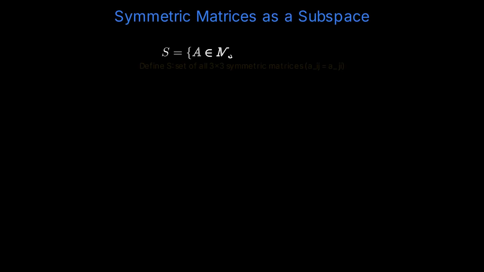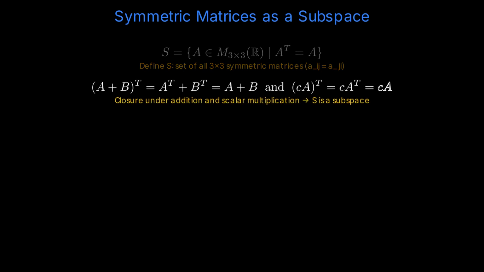Now let's look at a subspace. Let S be the set of all 3 by 3 symmetric matrices, where A transpose equals A. This means that the entry in row i, column j equals the entry in row j, column i. First, let's confirm S is a subspace. Adding two symmetric matrices gives a symmetric matrix, since the transpose of A plus B equals A transpose plus B transpose, which equals A plus B. Similarly, scalar multiples of symmetric matrices stay symmetric. So S is indeed a subspace of M.